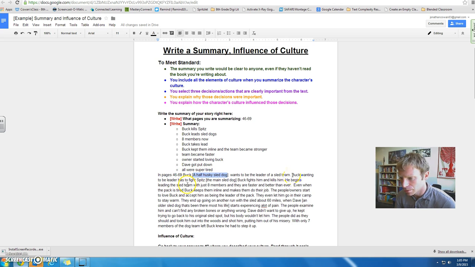Buck, wanting to be leader, has to fight Spitz, the main sled dog. Buck fights him and kills him. He begins leading the sled team with just 8 members, and they are faster and better than ever. Even when the pack is tired, Buck keeps them in line and makes them do their job. The people or owners start to love Buck and accept him as being the leader of the pack. They even let him go into their camp to stay warm.